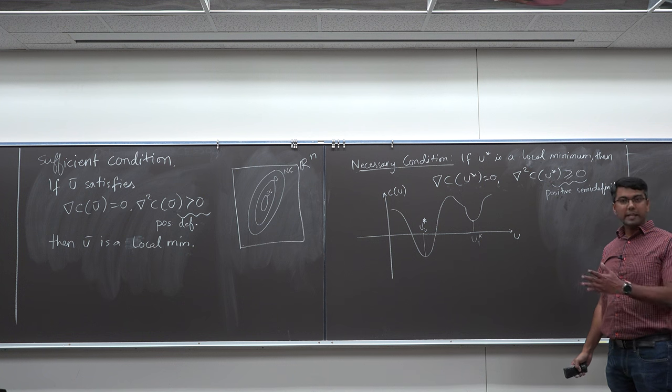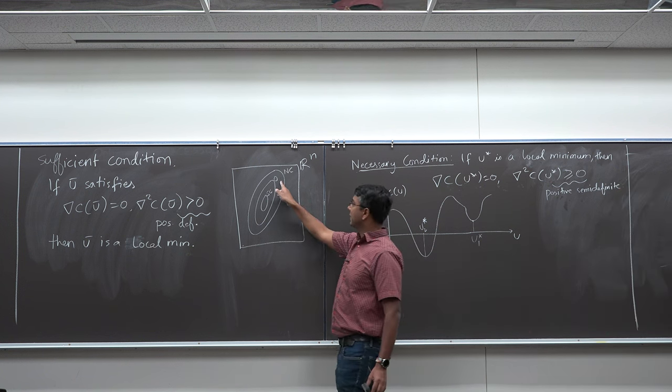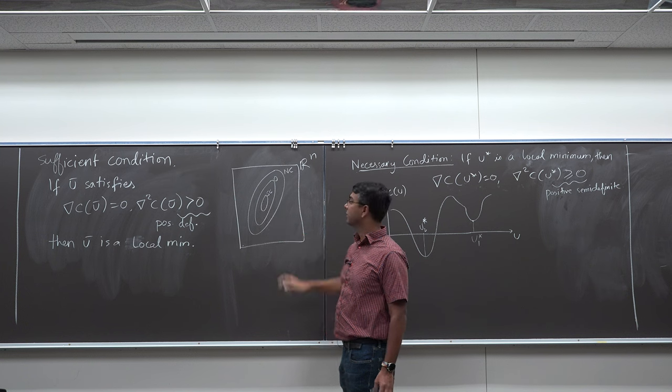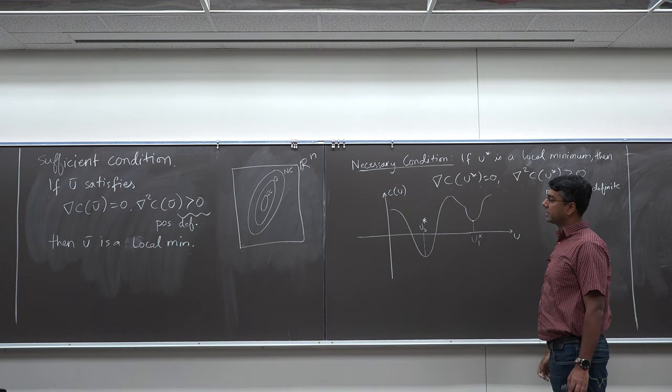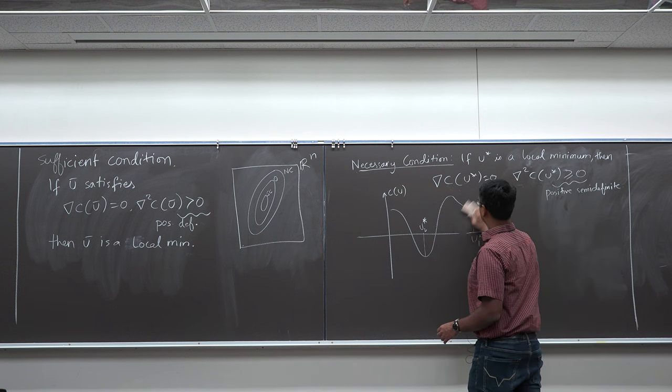Okay, so always keep this Venn diagram in mind. Just because a point satisfies the necessary condition doesn't mean it's optimal. If a point is optimal, it doesn't mean it would satisfy the sufficient condition. One example where a point doesn't satisfy the sufficient condition but is still optimal is as follows.